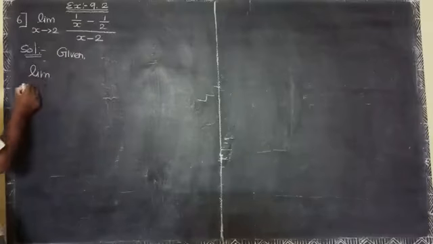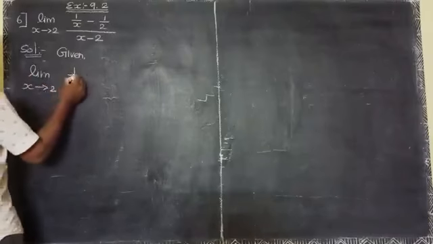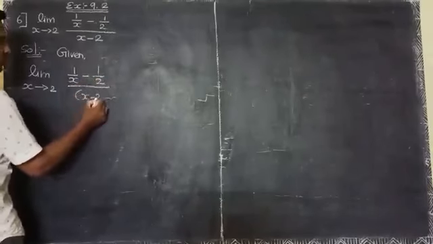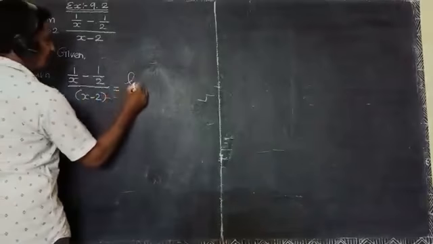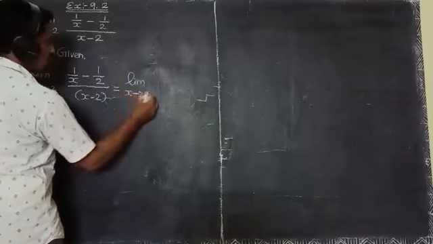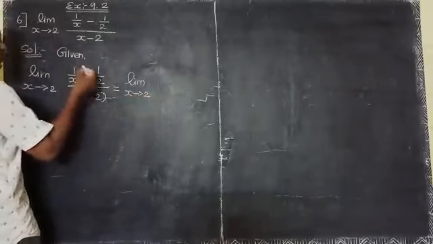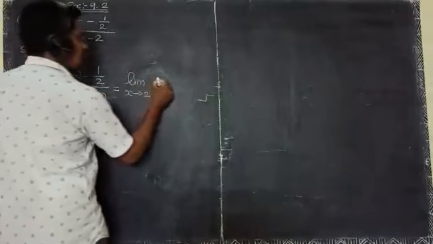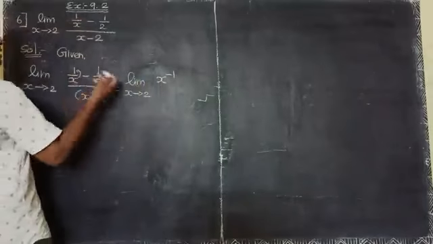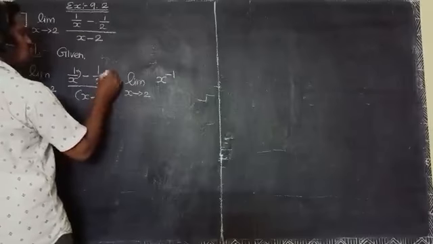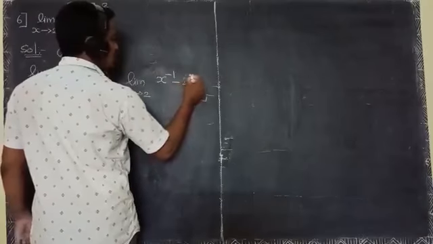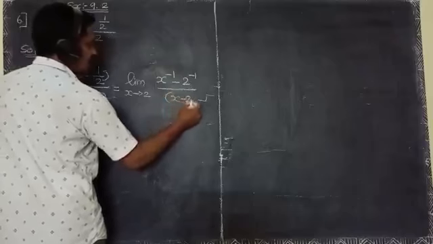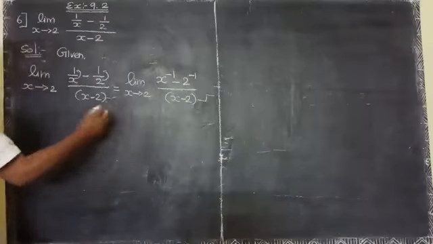Solution: given limit as x approaches 2 of 1 divided by x minus 1 divided by 2, divided by x minus 2, which is equal to the limit as x approaches 2 of: in the first term, the denominator x goes to the numerator, that is x power minus 1. In the second term, the number 2 goes to the numerator, that is minus 2 power minus 1, divided by x minus 2 in the denominator.